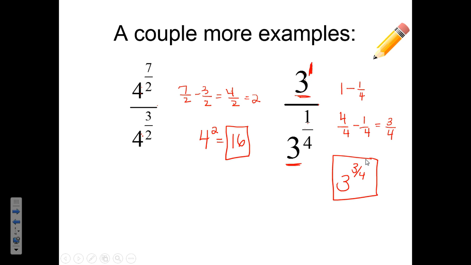Okay, that's all I have. Hopefully you understand how to use exponents, and we'll come back and work on them tomorrow. Thanks.